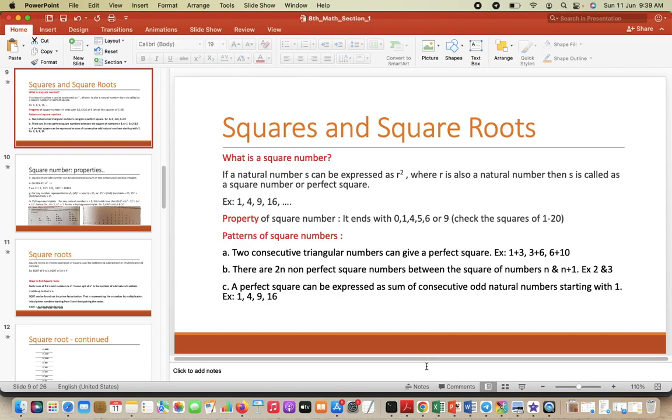So, while discussing the properties and patterns, we were a little stuck with respect to these triangular numbers. Now, I just want to show you. Okay, I said 1, 3, 6, 10 are triangular numbers, but what does a triangular number look like?